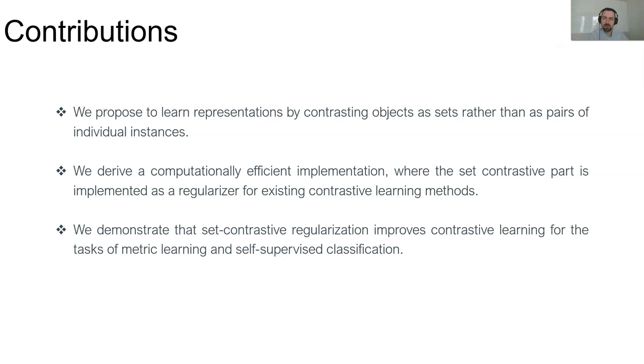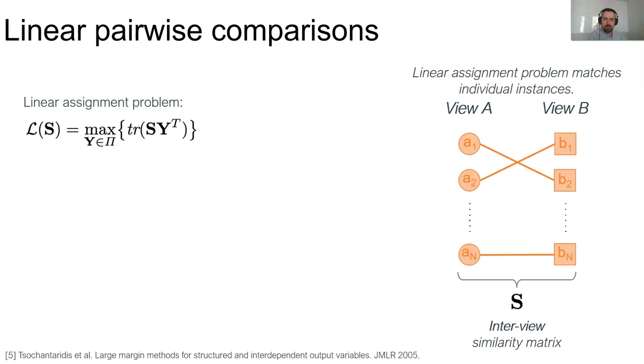To sum up, we propose to learn representations by contrasting objects as sets rather than as pairs of individual instances. We derive a computationally efficient implementation, where the set-contrastive part is implemented as a regularizer for existing contrastive learning methods, and we conduct experiments. To construct set similarity, we turn to assignment theory, and specifically, we consider a linear assignment problem, where the goal is to find the maximum similarity matching in a bipartite graph.